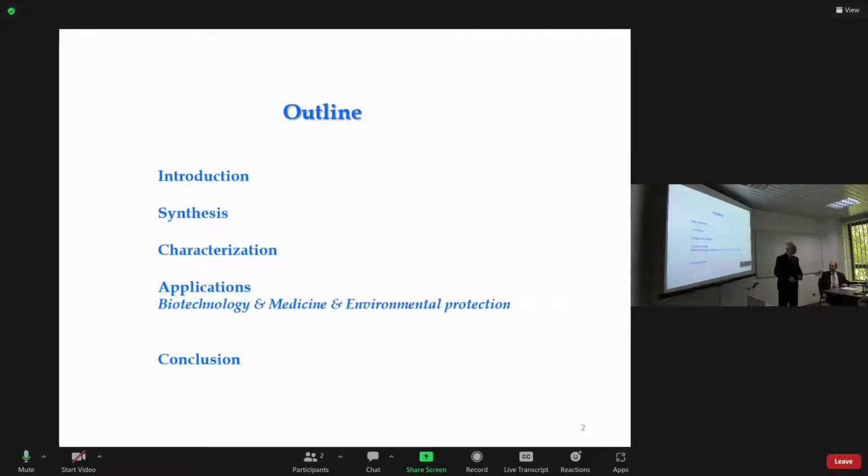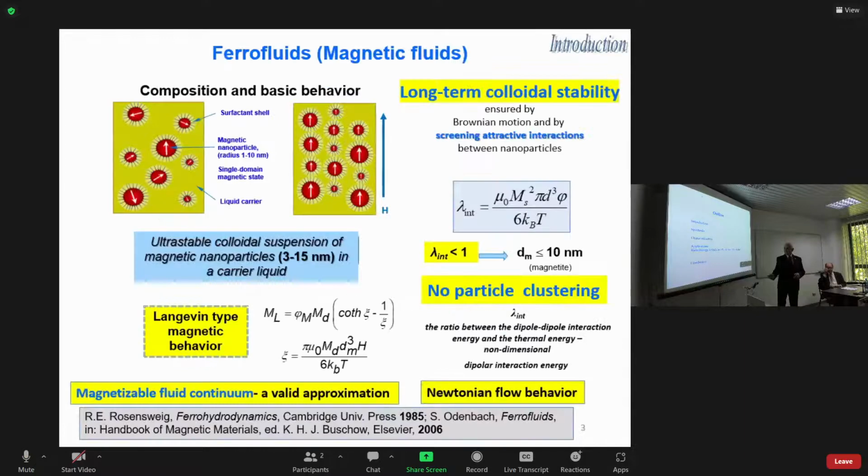The outline of my presentation is presented here. After a short introduction, I will present you some procedures, synthesis of magnetic nanoparticles, magnetic clusters, ferrofluids and bioferrofluids. I will try to make the difference between ferrofluids and bioferrofluids.